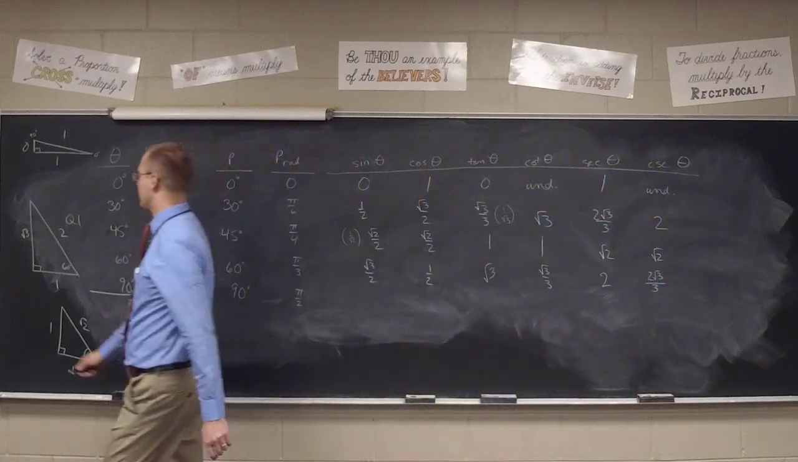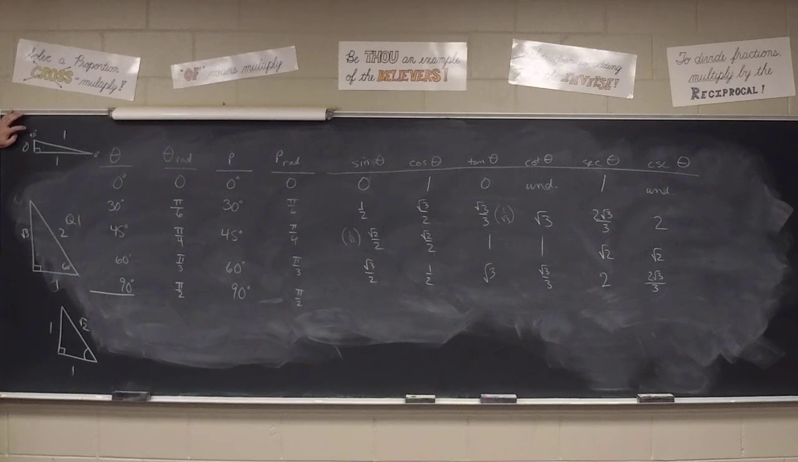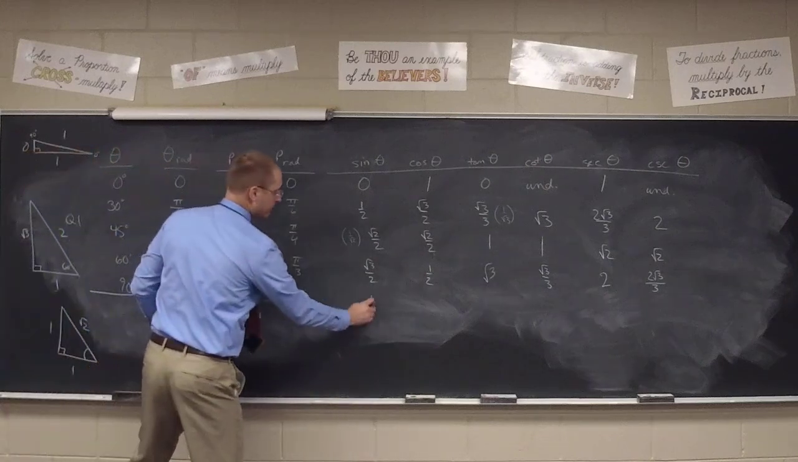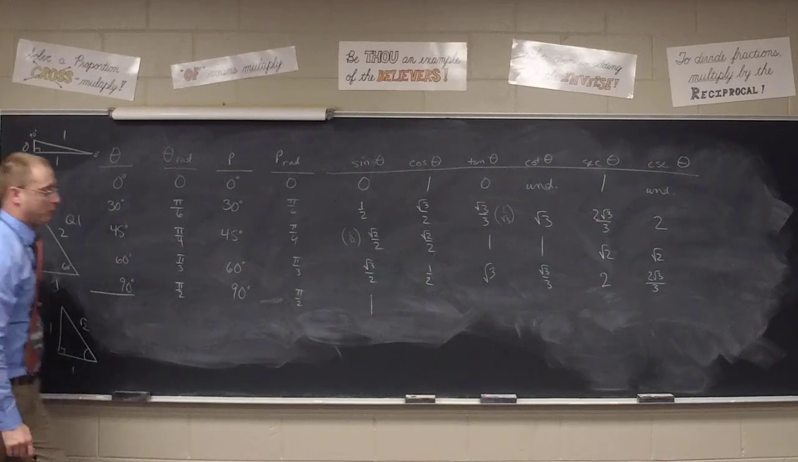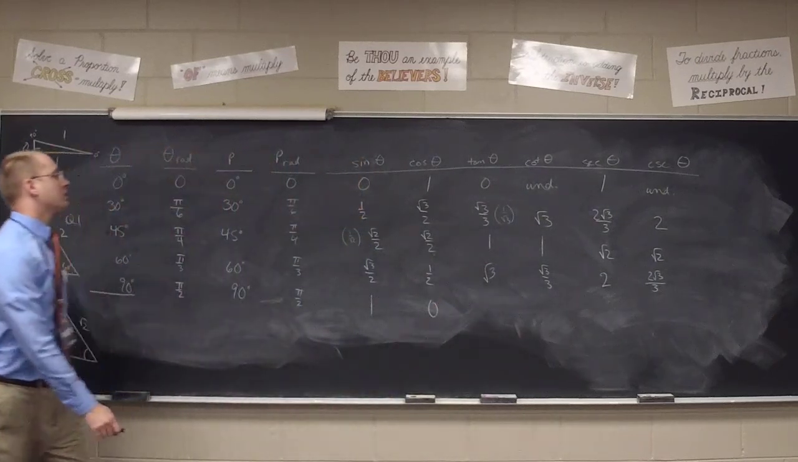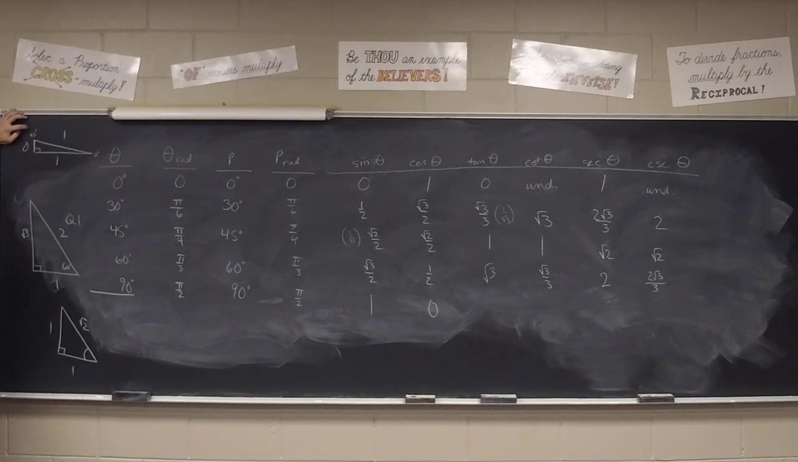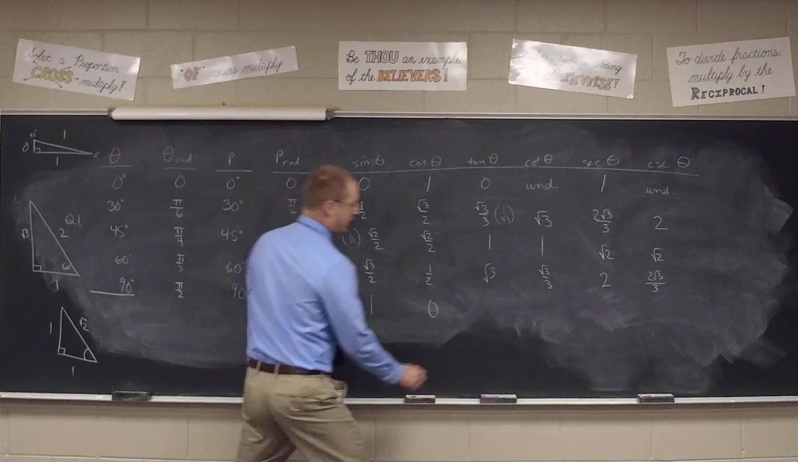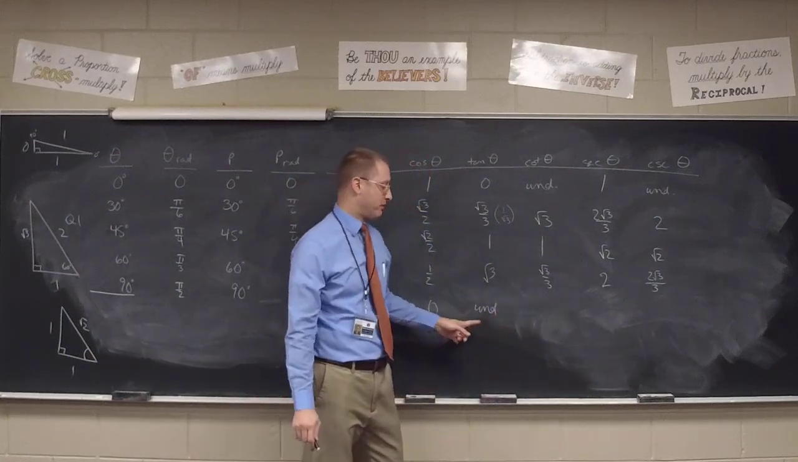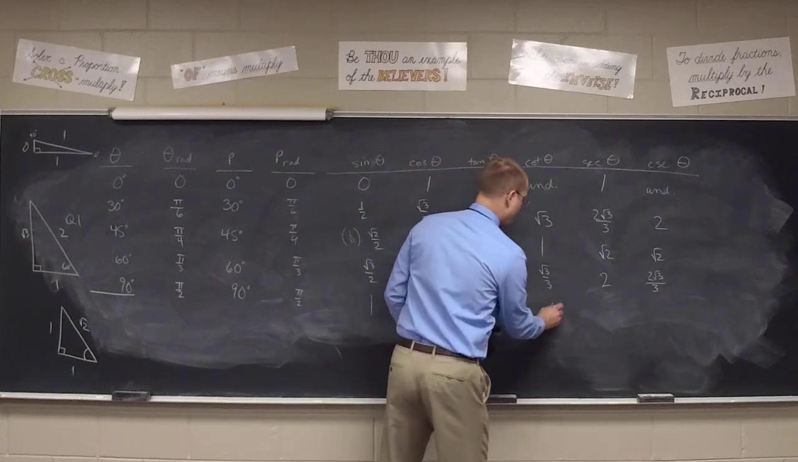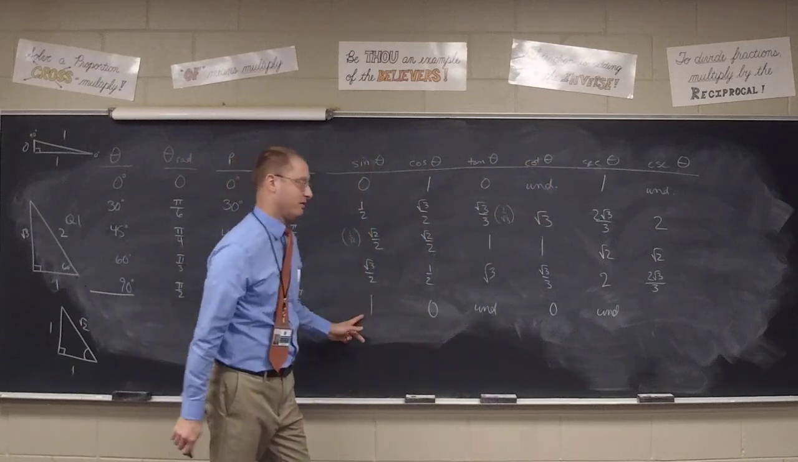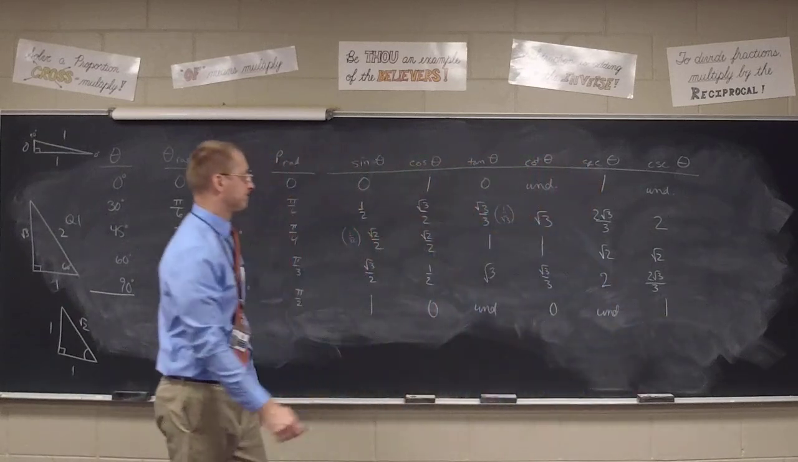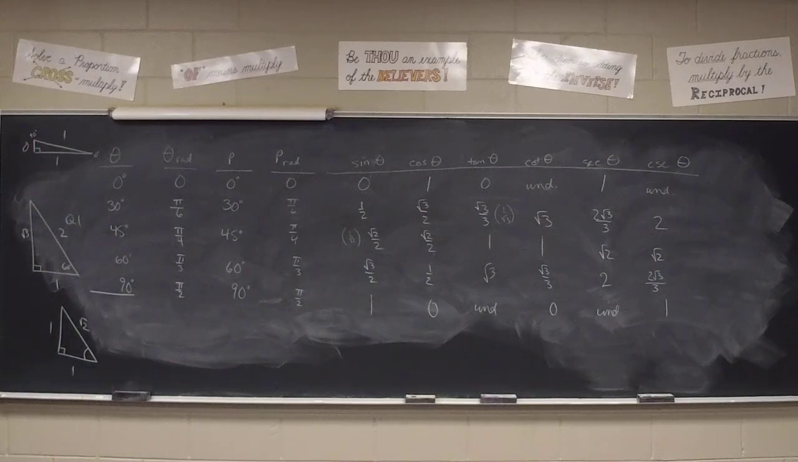Now let me come to 90. To focus up here. Sine, opposite over hypotenuse. 1 over 1, which is 1. Cosine, adjacent over hypotenuse. 0 over 1, which is 0. Tangent of 90, opposite over adjacent. 1 over 0, which is undefined. Cotangent, we're going to flip an undefined. What do you get if you flip an undefined? 0. What do you get if you flip a 0? Undefined. What do you get if you flip a 1? 1. There we go. Questions on the first quadrant?